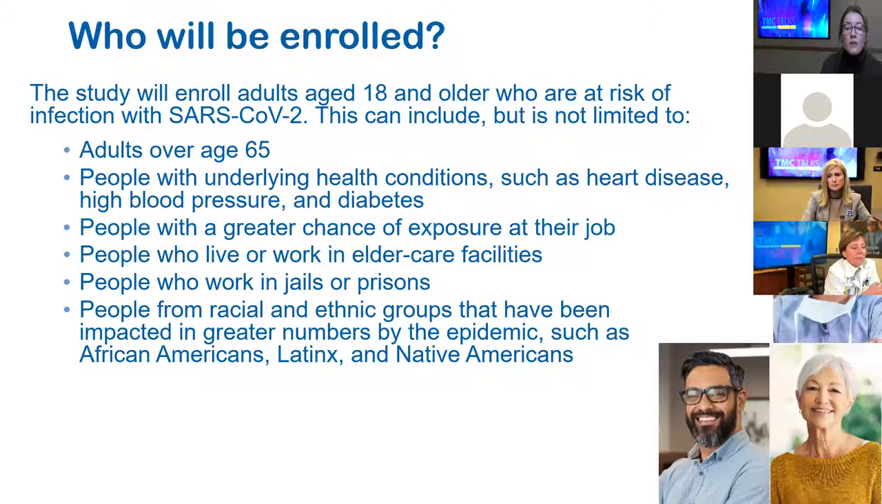So in this first stage of the vaccine search, we're only enrolling adults. And basically any adult that is at risk of SARS-CoV-2 is somebody that we're interested in enrolling. Any adult over the age of 65 is high risk, people with underlying health conditions, people that have a greater chance of exposure due to their job, like healthcare workers, or people that work in grocery stores, first line health officials, or for example, police officers, firemen, people who live or work in elder care facilities, people who work in jails or prisons, and people from diverse backgrounds like African American or Latinx populations, as Dr. Jackson highlighted, at increased risk of severe COVID disease, hospitalization, or death.